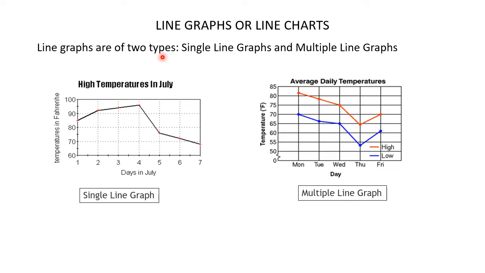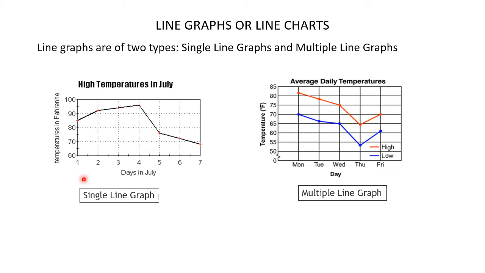Line graphs are of two types, single line graphs and multiple line graphs. As you can see here, in a single line graph, you will see only a single line plotted in the graph. Whereas in a multiple line graph, you will see more than one line plotted in the graph. Now let's consider a single line graph. You know that a line graph compares two variables, and each variable is represented, one on the horizontal axis and the other on the vertical axis.